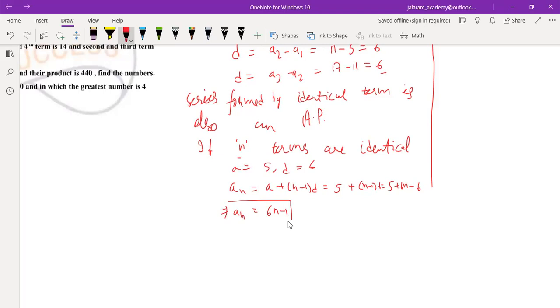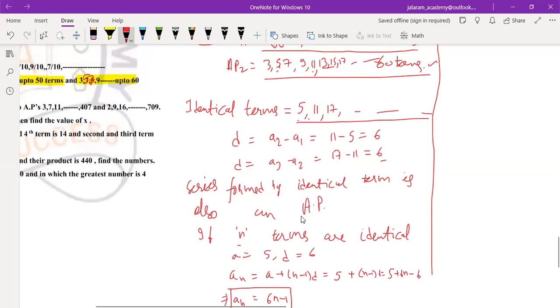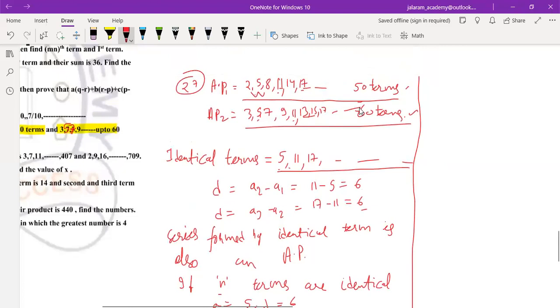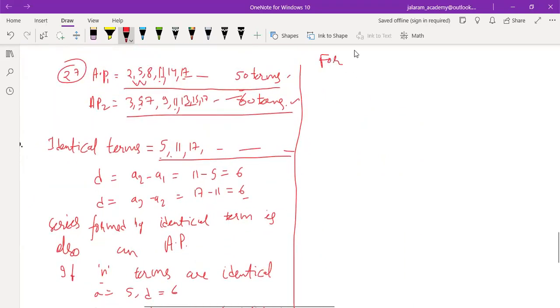The nth term is 6n minus 1. And if there are n identical terms, this is the last identical term. It cannot exceed the 50th term of the first AP and the 60th term of the second AP. Is that clear to you? As the first AP has only 50 terms, for the first AP, first we will find the 50th term.